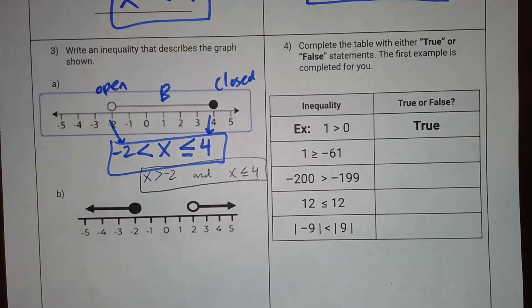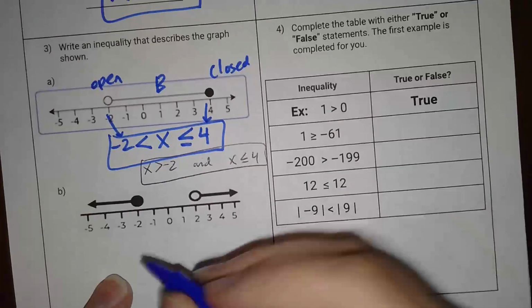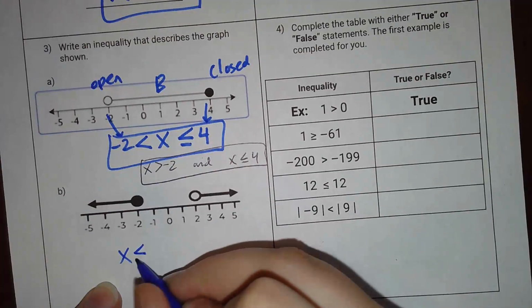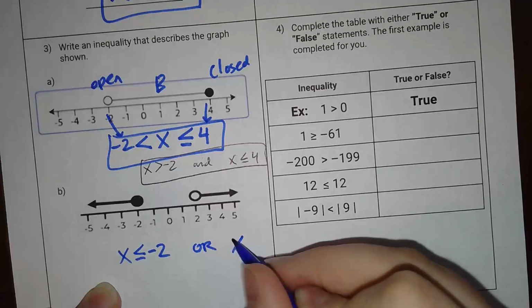Okay, number 3B. This is going to be an OR question. X is less than or equal to -2 or greater than 2.